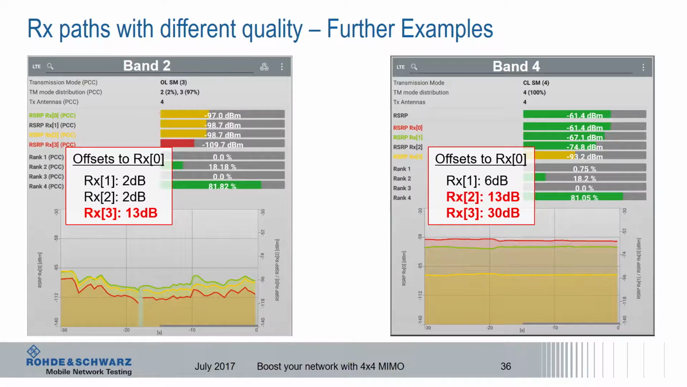But what we can see here is we are in perfect radio conditions. We've got a signal level of -60 dBm. Taking also the 30 dB offset into account, that means the fourth antenna still receives -90 dBm. Therefore, only in these perfect radio conditions is there a chance that 4x4 MIMO can work. If you go further away from the cell, closer to the cell edge, you will immediately drop the fourth antenna path and switch down to rank 3, 2. That's all.